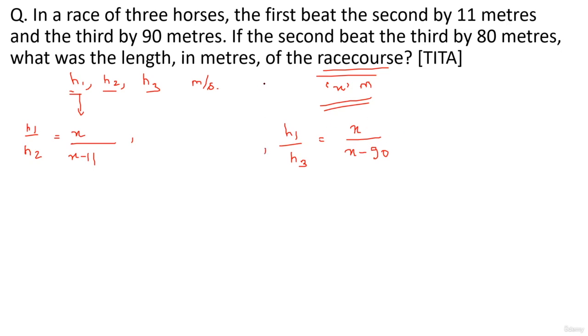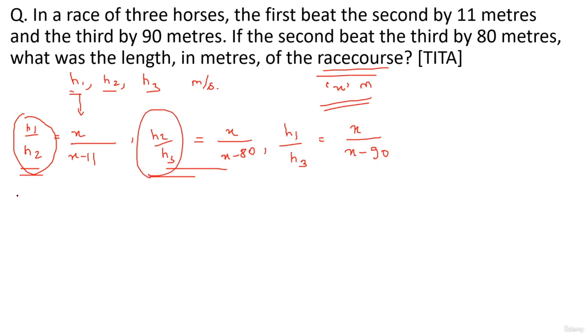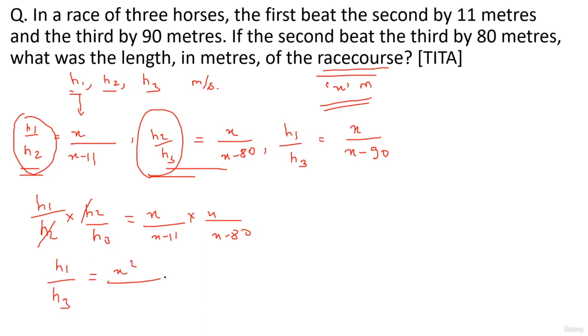Also, it is given that the second beat the third by 80 meters. So h2 upon h3 will be equal to x upon x minus 80. What you can observe, guys, is that if you multiply these two equations, on the left hand side, h1 upon h2 and h2 upon h3, h2 will get cancelled out. So h1 upon h2 into h2 upon h3 will be equal to x upon x minus 11 times x upon x minus 80. Reducing this, we have h1 upon h3 equal to x square upon (x minus 11) into (x minus 80).